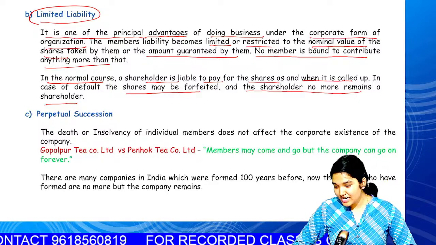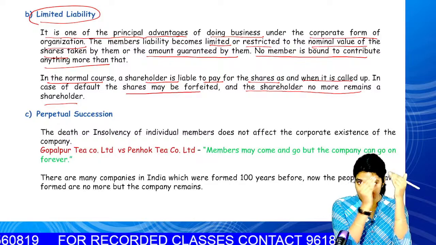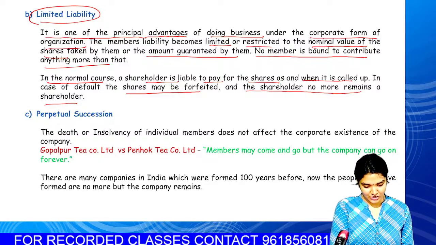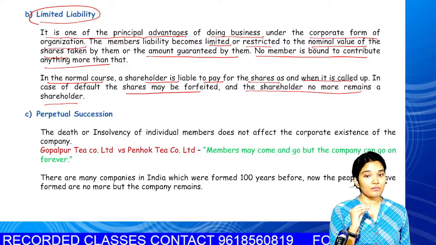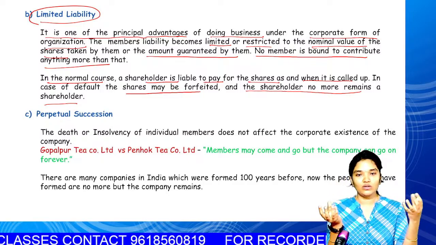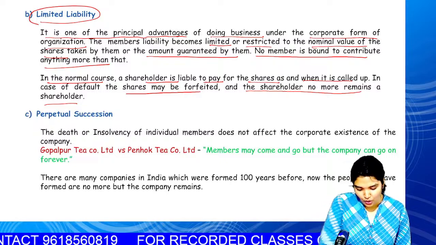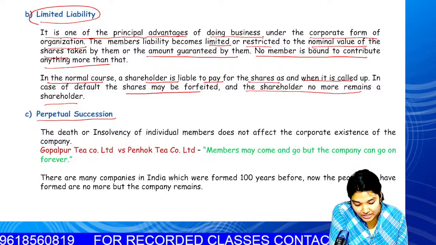Did you understand the feature of limited liability? It is the principal advantage of doing business under the corporate form of organization, and the liability of the members is restricted to the nominal value of the share or the amount guaranteed by them. Done? Yes. And the next feature of the company is perpetual succession.